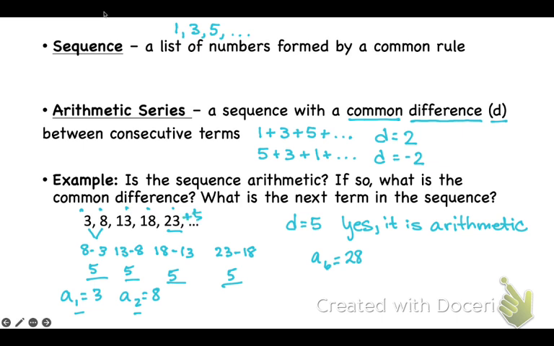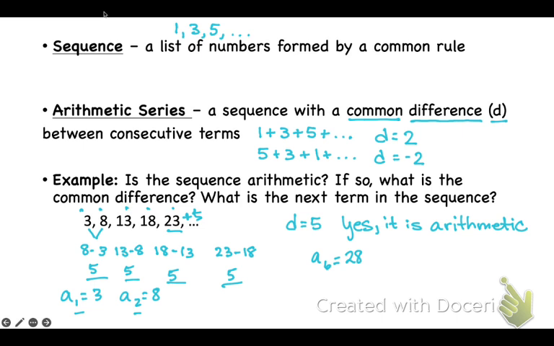Plus 5. Okay. That's the 6th term, because I gave you 5 terms, so that's the 6th term. Why did it have to be an A? Just because A is what they use. I honestly couldn't tell you why.